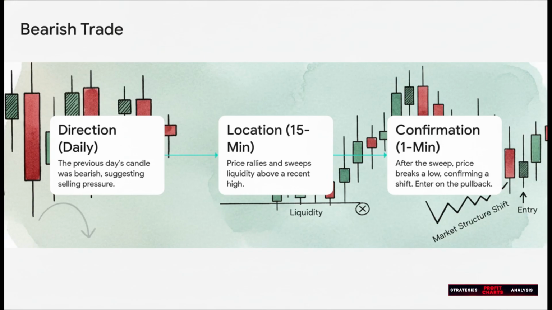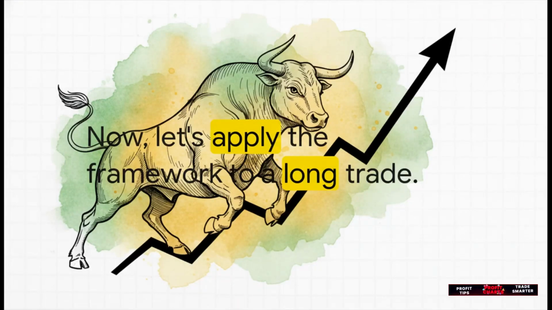Step 3, confirmation. On the 1-minute chart, right after that sweep happens, price just aggressively smashes through a recent low. That's our market structure shift. It's a clear signal that sellers have taken control. The entry, on that little pullback right after the break. Boom. Okay, now let's flip the script and see how this works for a long trade.